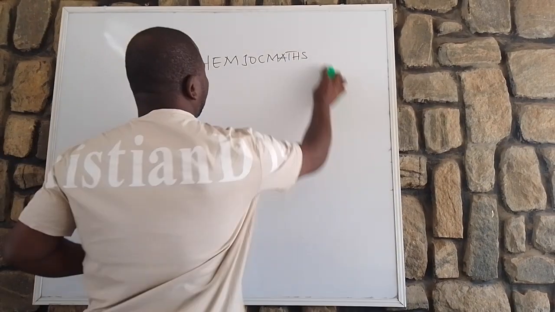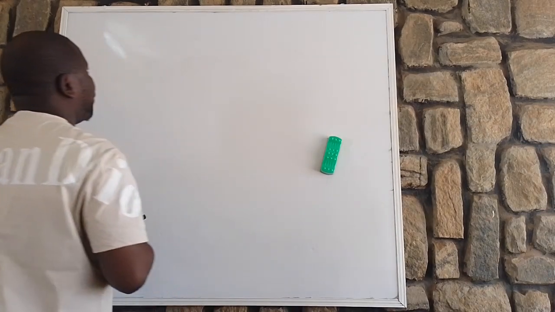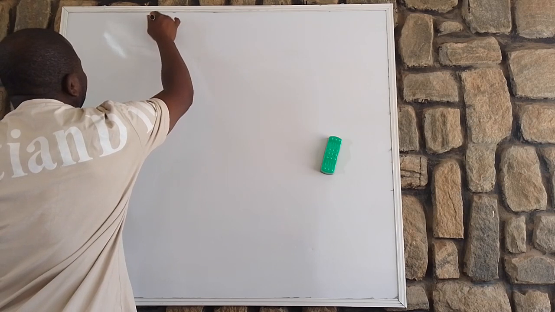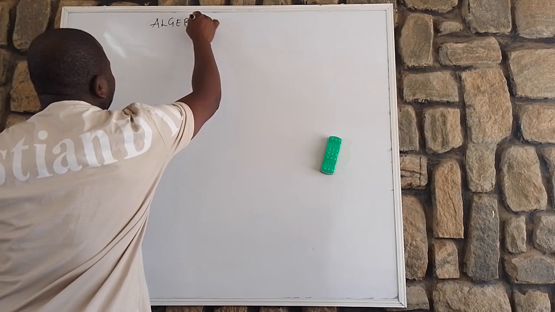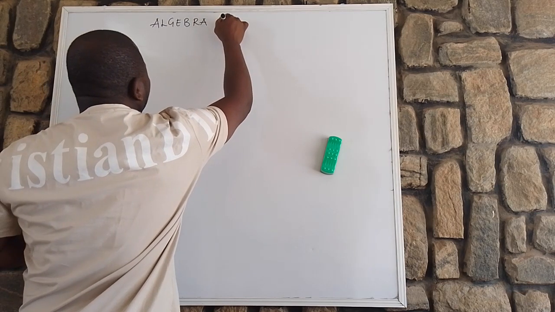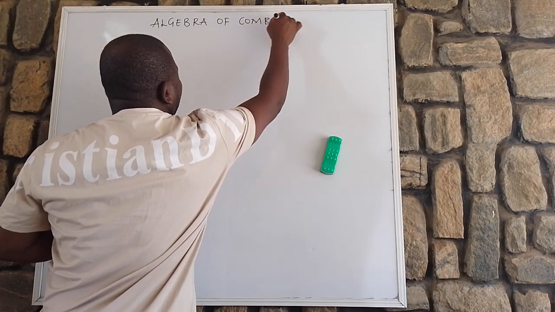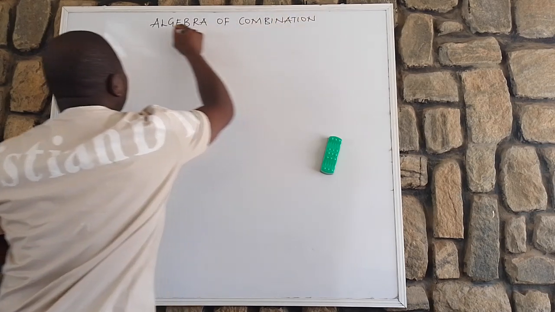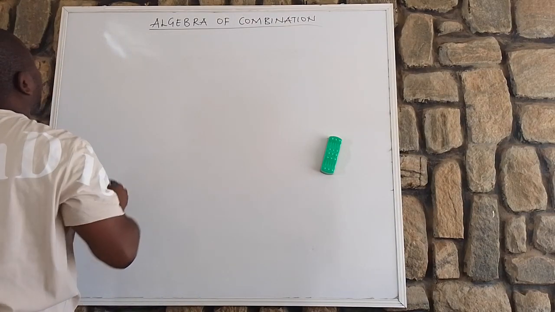Okay, now I want to look at the algebraic form of combination, or algebra of combination. Let's look at this problem.